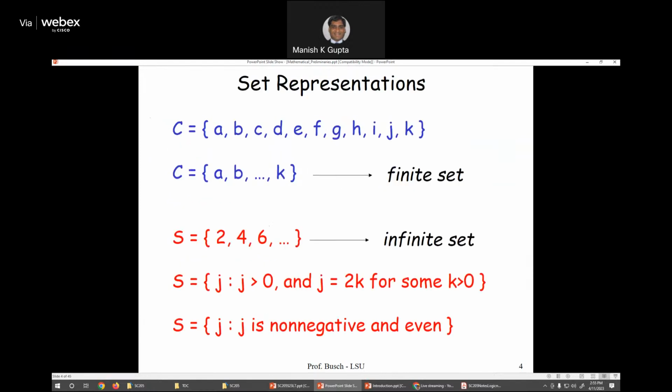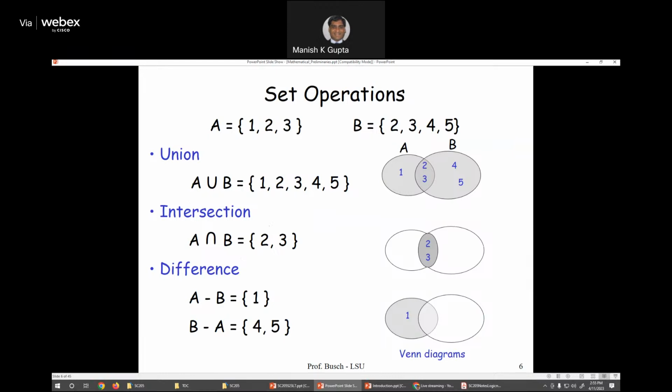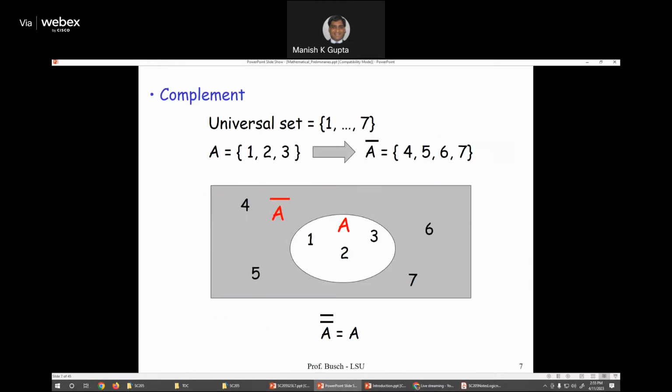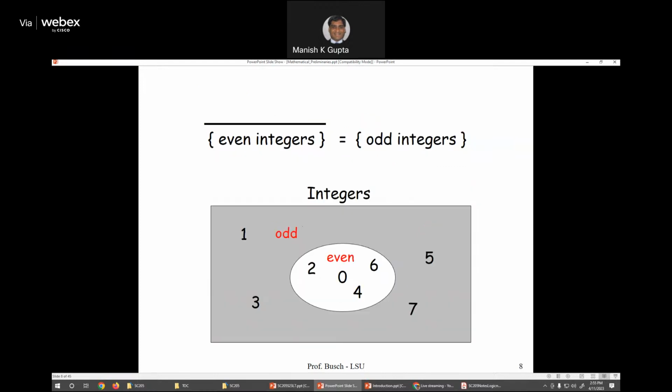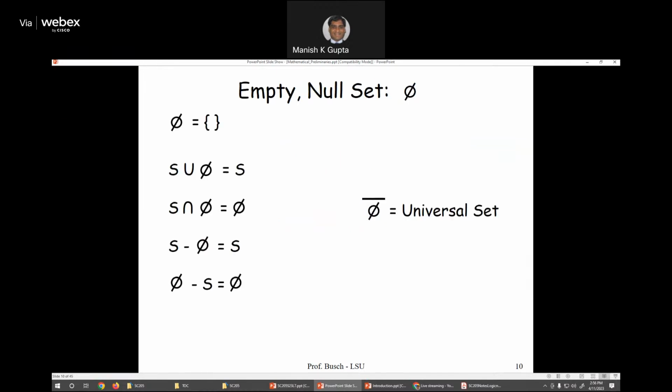Collection of objects, this and that. Set representations, this you know already. Universal set and so on, right? Set operations: union, intersection, difference. If you don't know anything, just raise your hand and we can discuss. Complement of a set, that also you know. De Morgan's law, no problem. Empty set is a pretty beautiful set because it has no element. And so union, intersection, and so on and so forth. These rules are straightforward.